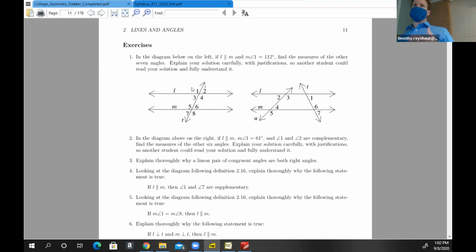But make sure that you're being specific about what you're using. So again, many possible different answers, but you could say that angle 1 and angle 2 form a linear pair, so they're supplementary. Since we know the measure of angle 1 is 112, we know that the measure of angle 2 is 68.